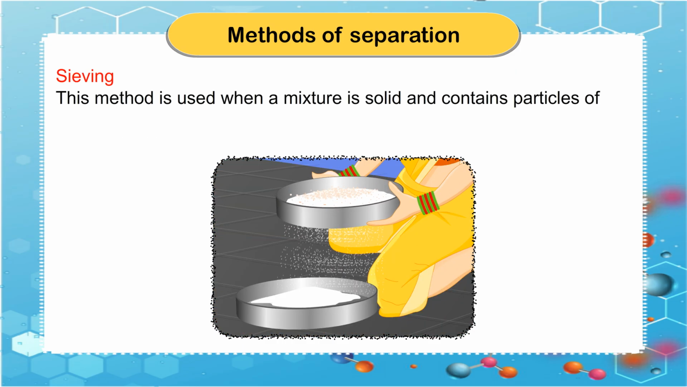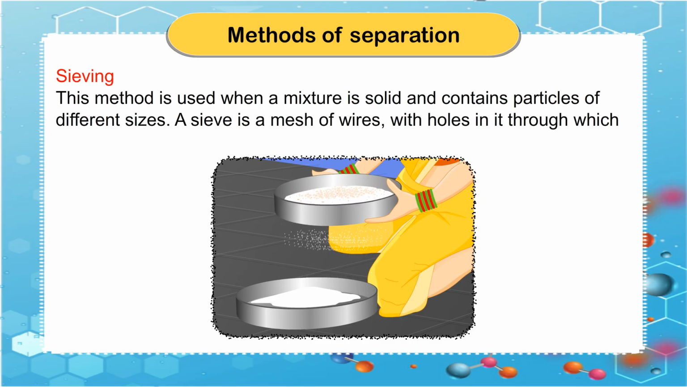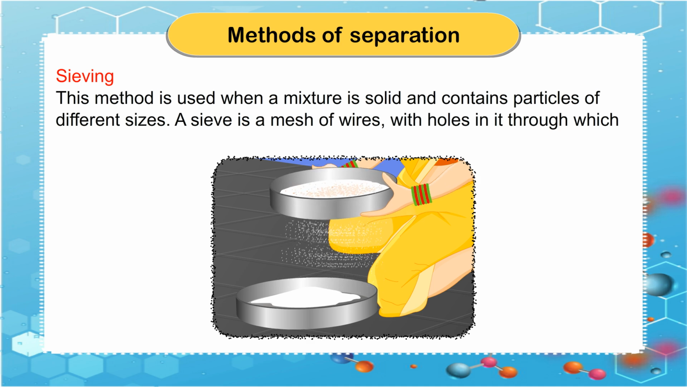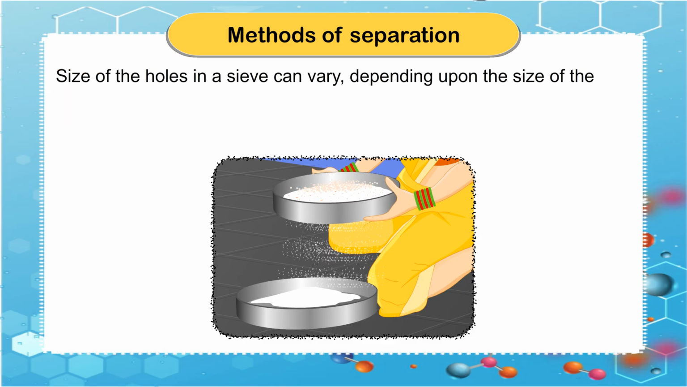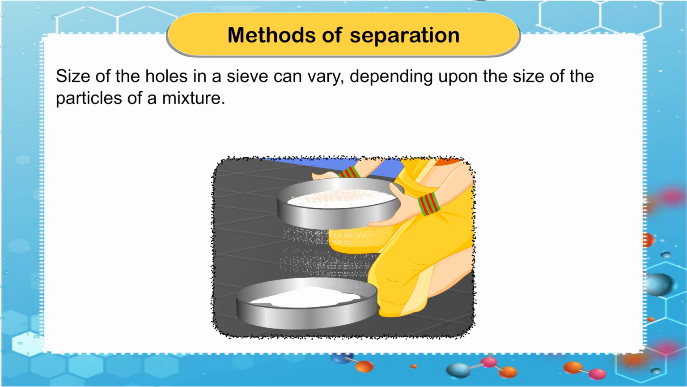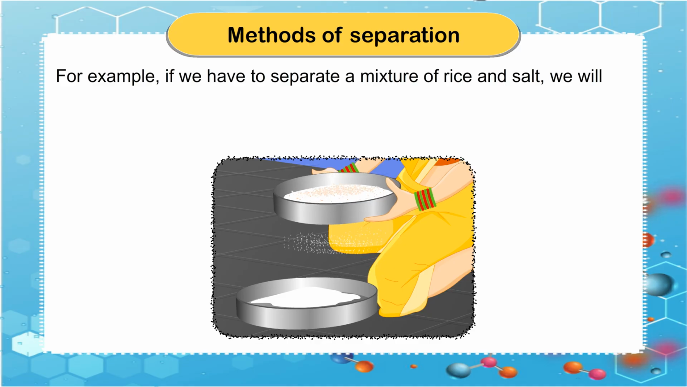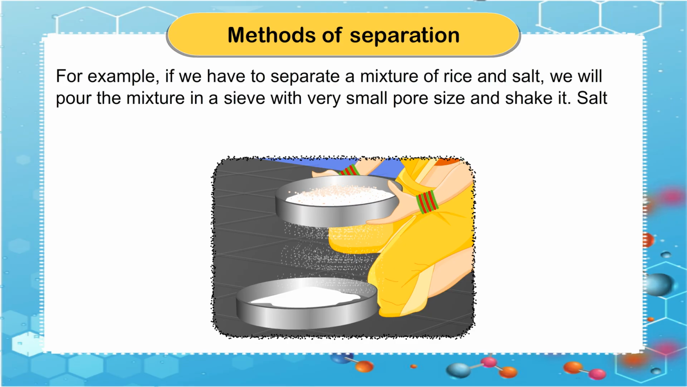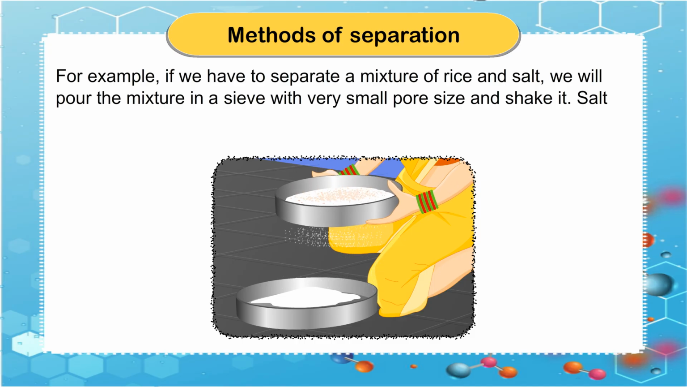Sieving. This method is used when a mixture is solid and contains particles of different sizes. A sieve is a mesh of wires with holes in it through which particles of a particular size can pass. The size of the holes in a sieve can vary, depending upon the size of the particles of a mixture. For example, if we have to separate a mixture of rice and salt, we will pour the mixture in a sieve with very small pore size and shake it.